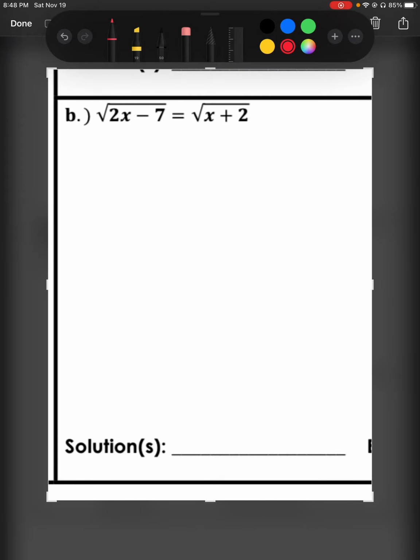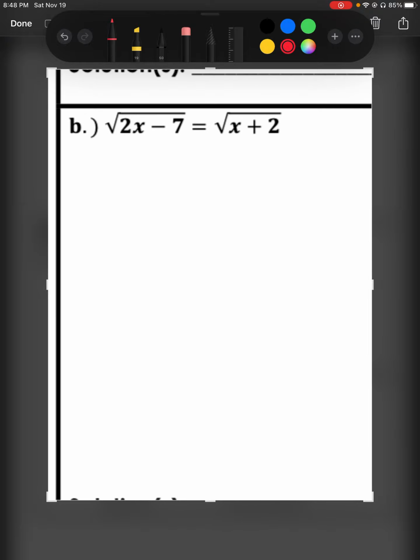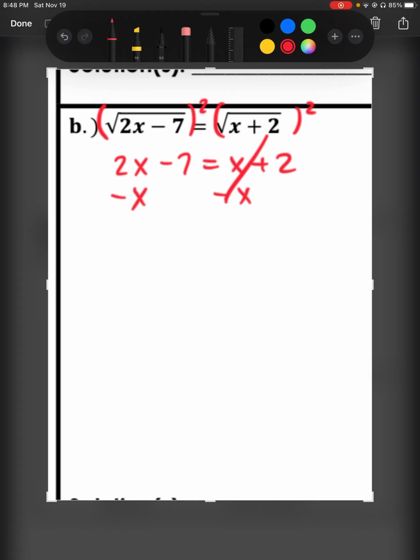So for this one here, the radicals are already on opposite sides of the equation, so step 1 is going to be to put them to the second power to get rid of their roots. And then this one's pretty simple. Get x to one side, get the numbers to the other side, add 7 over, and you get x equals 9.